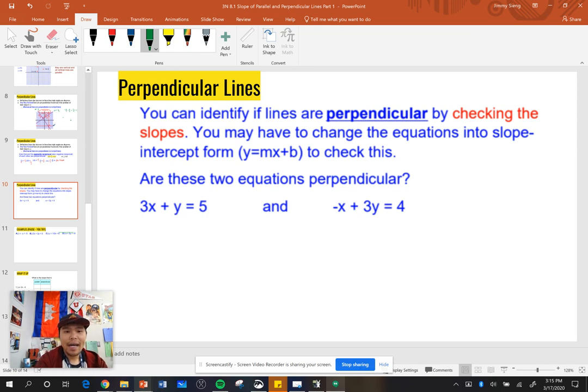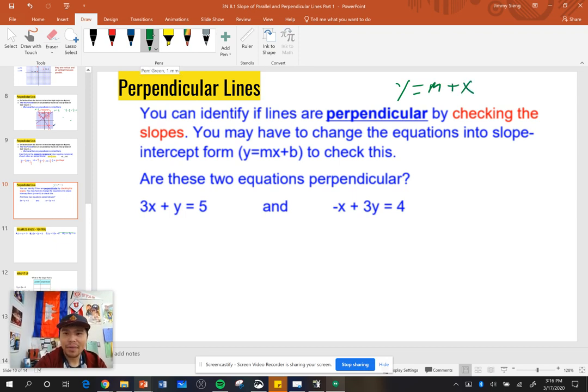So look here. I can find my slope for these two equations. I got 3x plus y equals 5, and then negative x plus 3y equals 4, okay? Hopefully I'm not going too fast. I can go a little slower. Remember that we need to find the slope, we need y equals mx plus b.